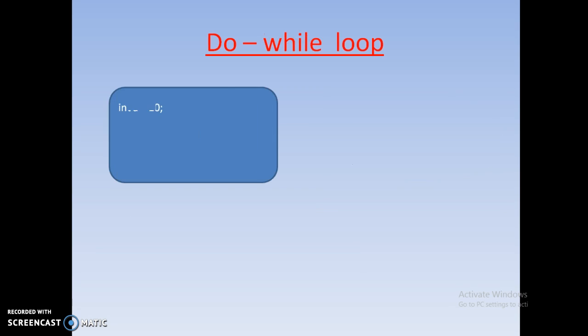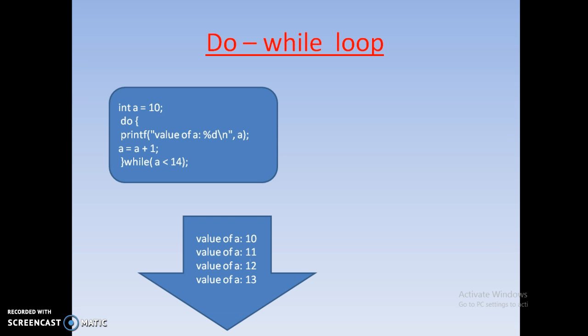Now let's see an example. Here also we declare a variable a and assign a value 10 to it. Within the do while loop body, we print the value of a and a is equal to a plus 1, while a is less than 14. Its output will be 10, 11, 12 and 13. Its working is similar to the while loop.